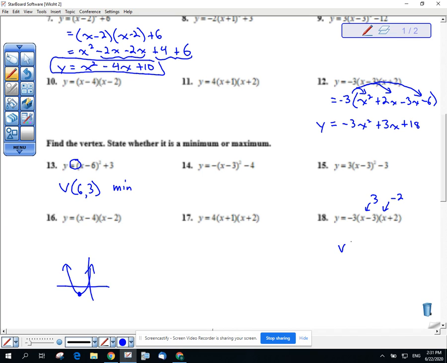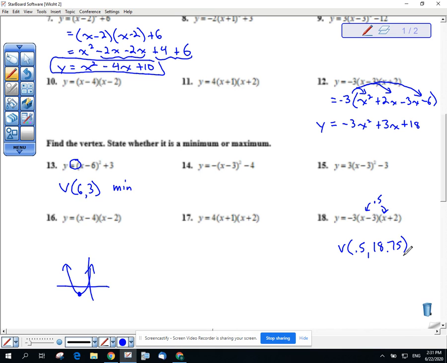Okay, so there's a vertex at 0.5 comma something, and you ought to be able to get that by just plugging in 0.5 into both x values and then doing the math. I've done that already and I got 18.75.